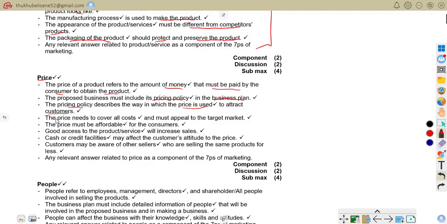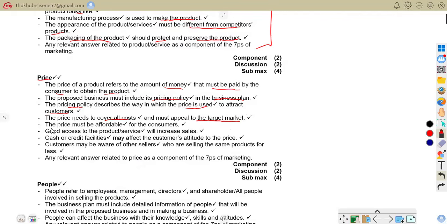The price needs to cover all costs and must appeal to the target market. So the price that you're going to come up with, make sure that it's going to cover all the costs. Don't make the cost more than the price of the product, because your price must cover all the costs that you have incurred to come up with the product. And as well, the price must appeal to the target market. So it means the price must be reasonable.